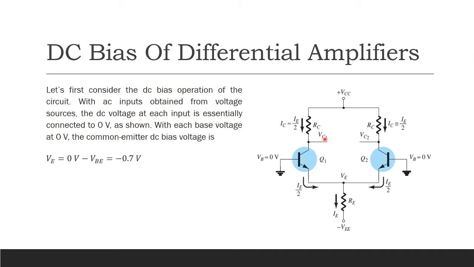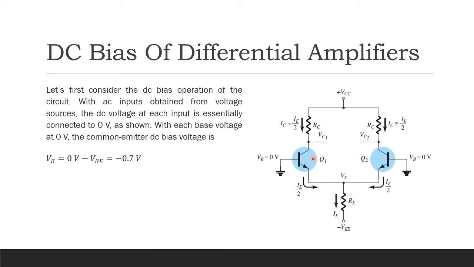So, DC bias muna tayo of differential amplifier. So, for this one, we will still, same na, pag-analyze, katulad ng ginagawa natin dati. Now, let us first consider the DC bias. With AC inputs obtained from voltage sources, the DC voltage at each input is essentially connected to 0 volts.